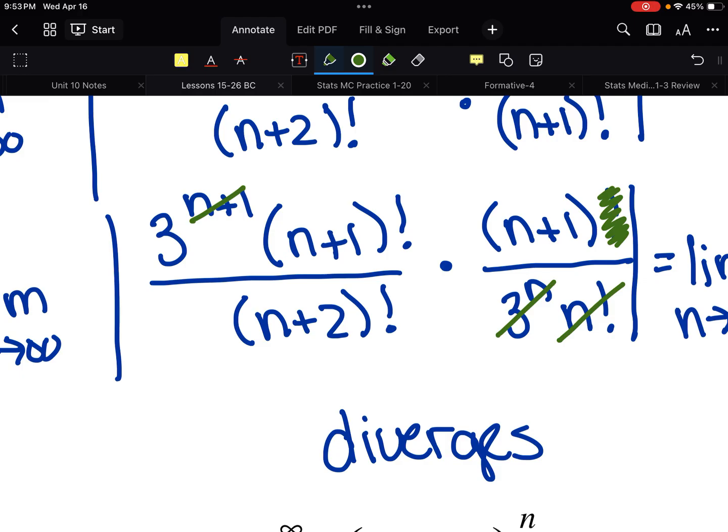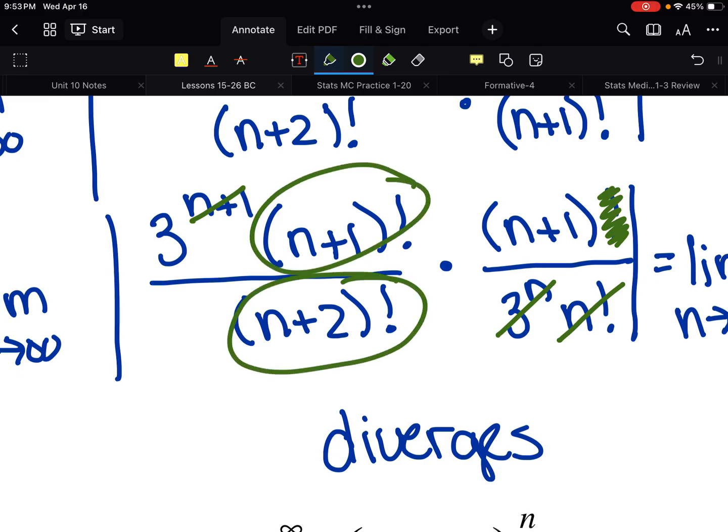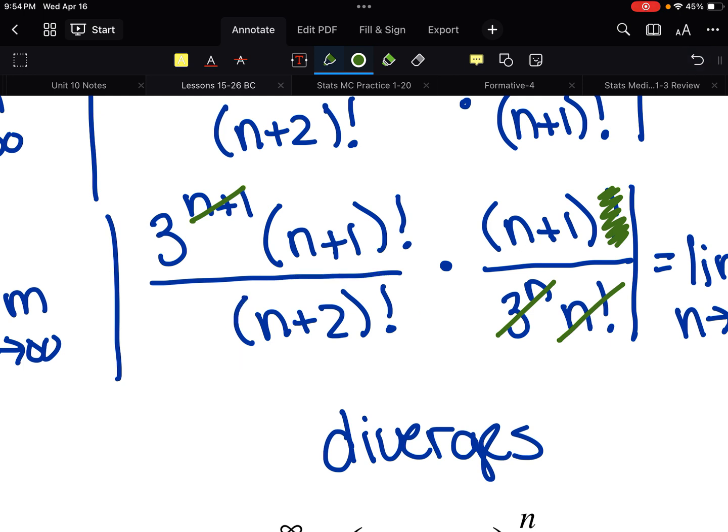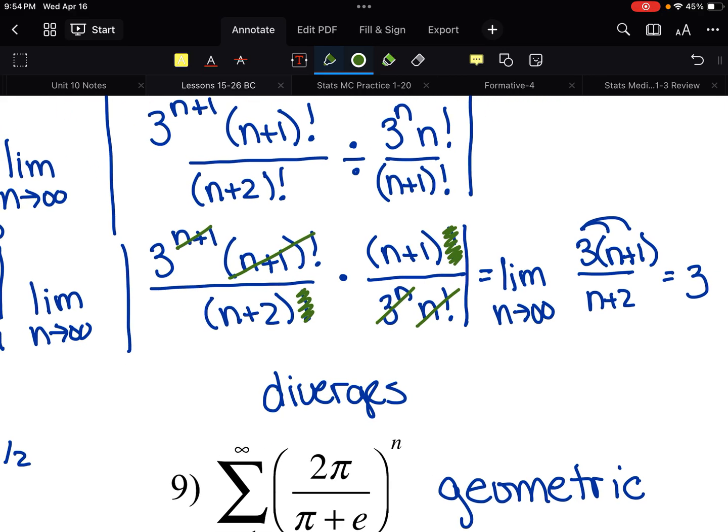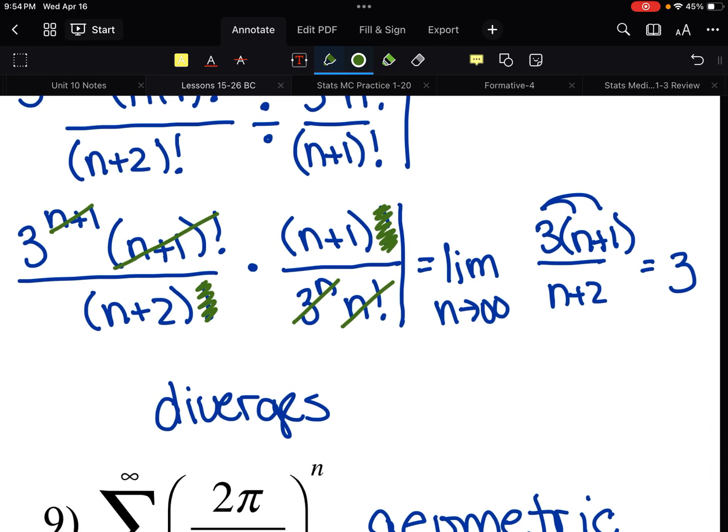If you look over here, this has one more term than this does. So n plus 1 on down is going to cancel out. N plus 2 is not going to cancel out, but everything below it will. So then when you look at what's left, I've got a 3 on top, an n plus 1 on top, and n plus 2 on bottom.